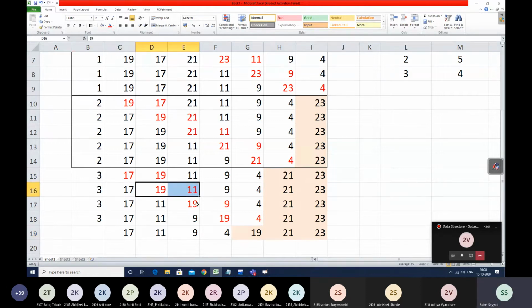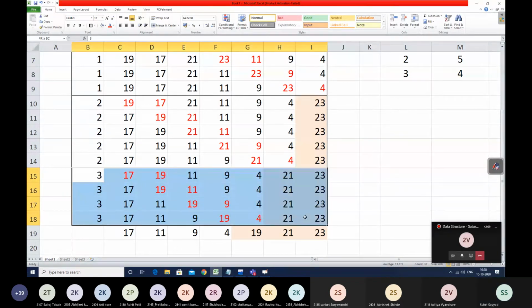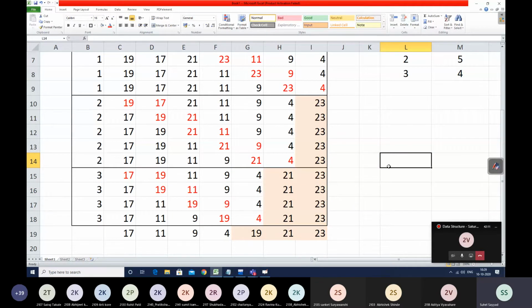So this is our third iteration, comparisons. The last line is the output of the third iteration, which becomes the input of our fourth iteration. Are you understanding this, students? Is it clear?